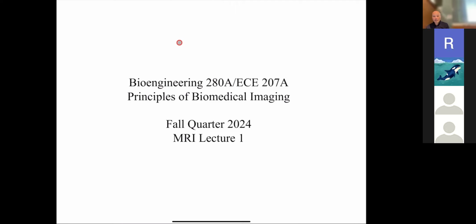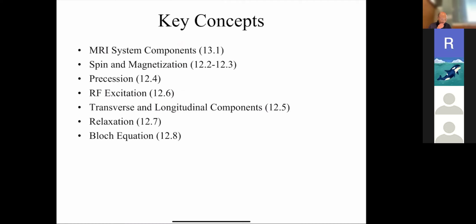All right. So today, let's get started. Today we're going to cover at least maybe 3, 4 to 5 of these topics. We're going to give you an overview of what our MRI system looks like, and then hopefully get into spin and magnetization, precession, and a little bit of RF excitations. We'll see if we make it to the transverse and longitudinal components. These are the sections in the textbook that you can read along with if you need more background.